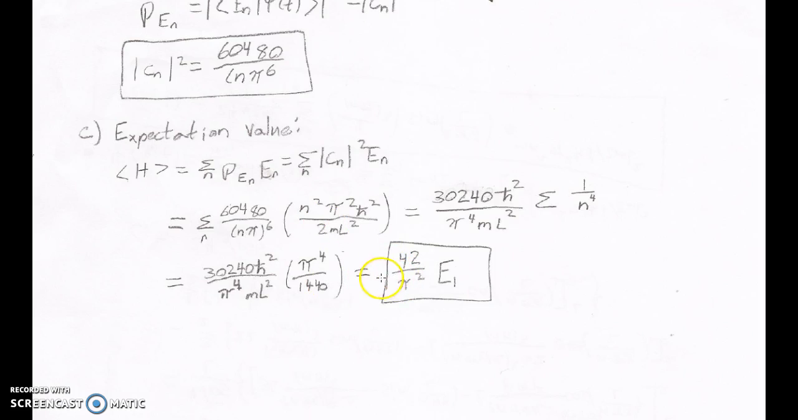And I actually forgot to list a step in between, but all of this is going to reduce down to 42 over pi squared E_1, and that is because h bar squared over mL squared is equal to 2 over pi squared E_1. And so this is our expectation value, and that's the final answer.